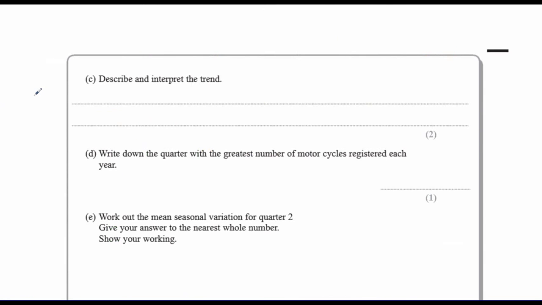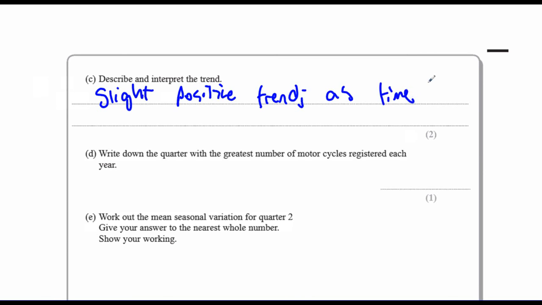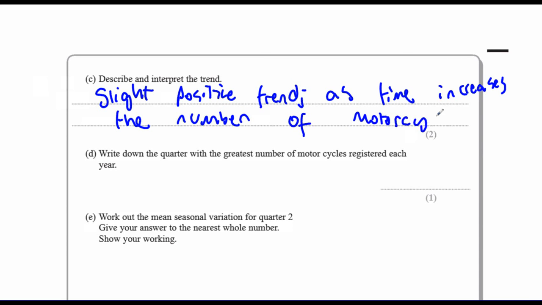Okay. So slight positive correlation or trend. And what that means is, as time increases, then the number of motorcycles registered also increases.